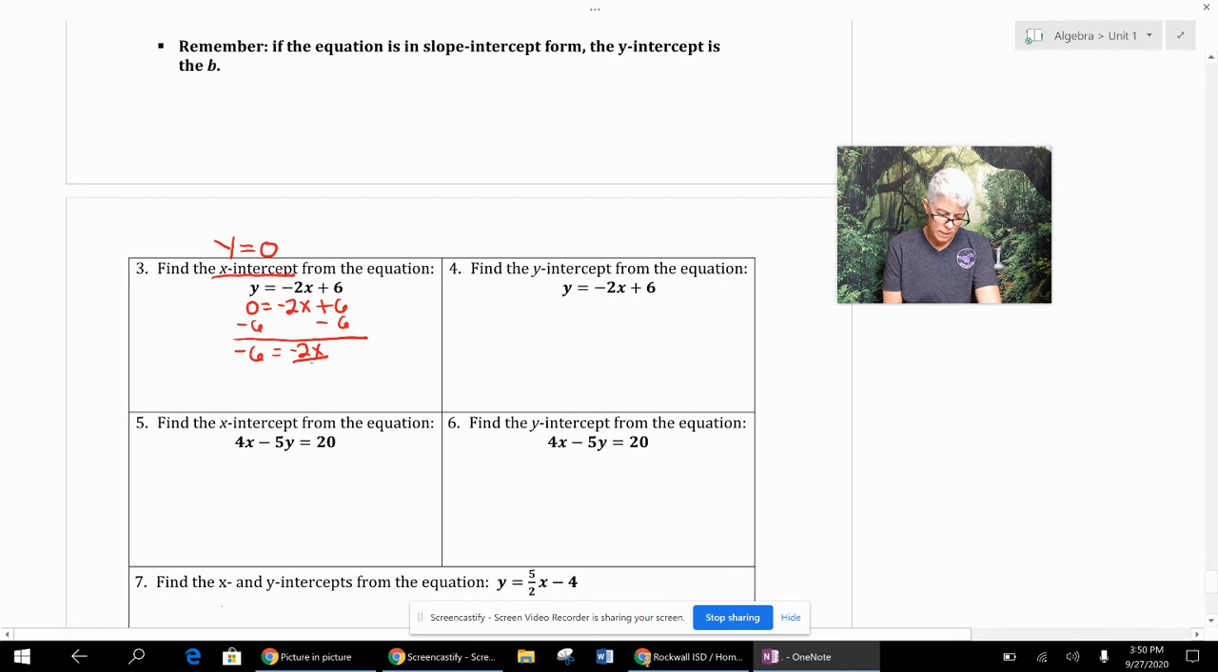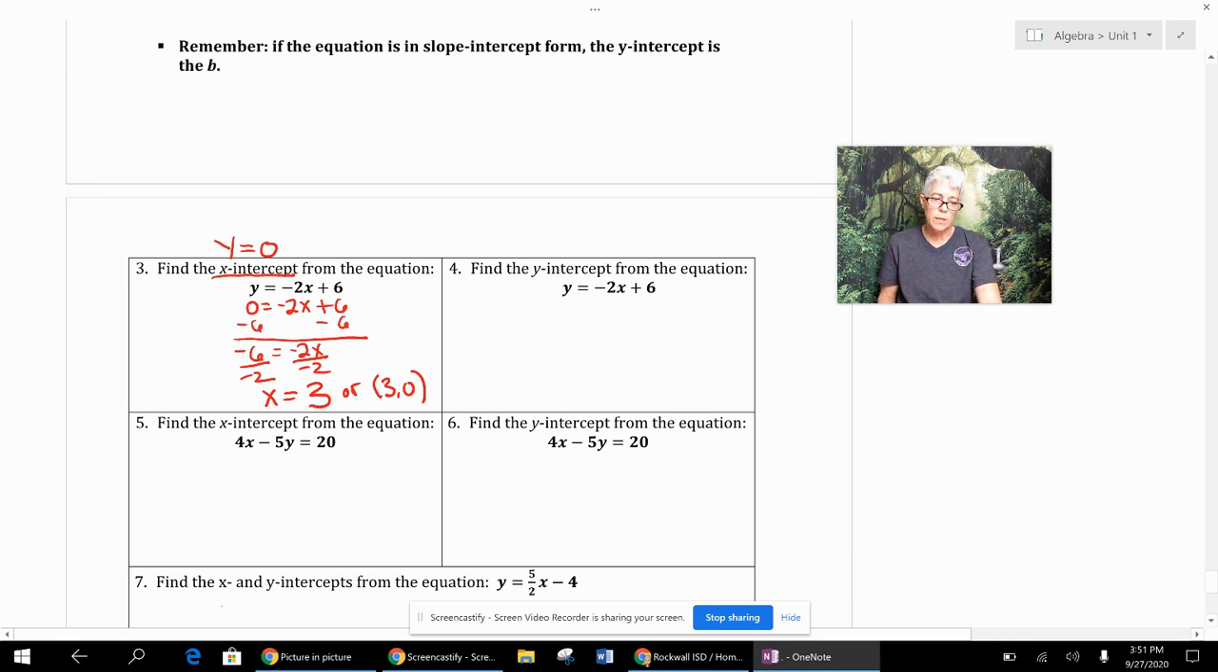Bring the negative 2x, divide. X equals a positive 3. So the x-intercept is 3, or you might even say (3, 0). Either one is fine for that answer.